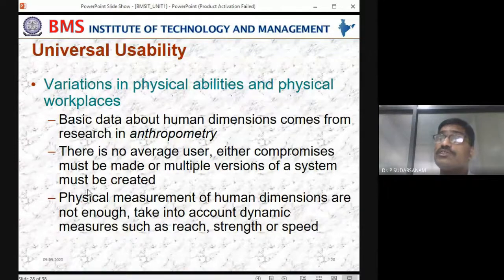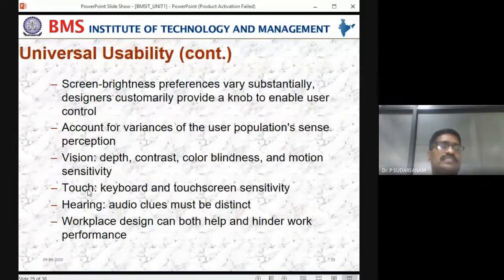You have to try all possible ways to reach them, take feedback, and do the research on whether it is required or not and how it is working. We need to take care of all this and go ahead with usabilities universally. Next, in universal usabilities there are many examples you can see: screen brightness, performance, various sustainabilities, designers provide controls to enable the user's control. This also they have taken care of.